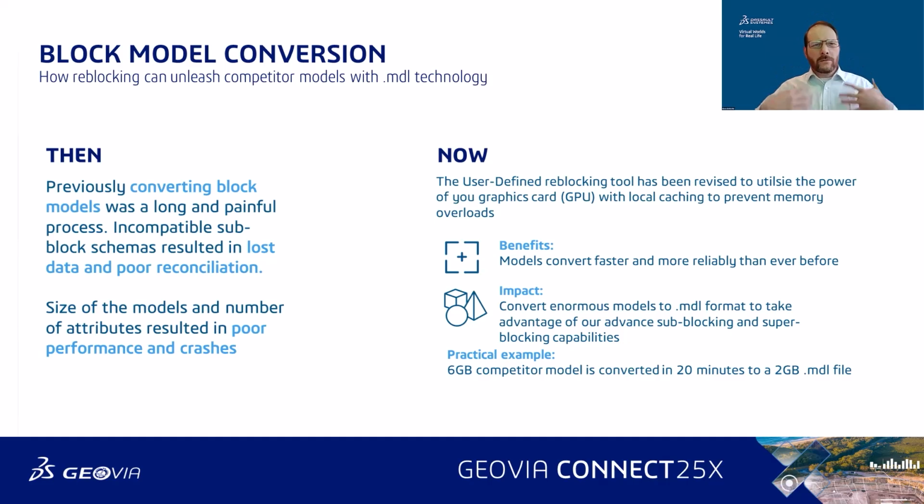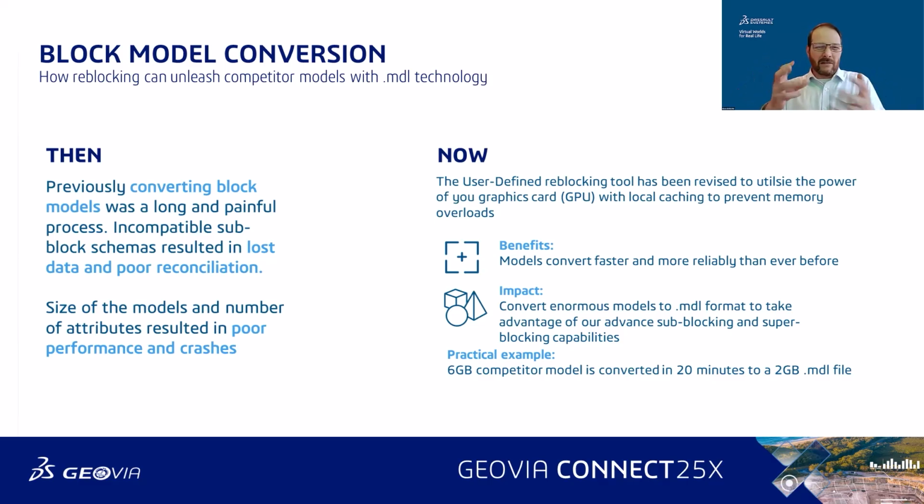So before, it would take a long and painful process of that export-import routine. If you get it wrong, then you end up combining blocks that you don't want to combine, and that leads to a poor reconciliation between the models and effectively a loss of precision. The size of the models and the number of attributes means that when you use the old block model converters inside of Surpac, you could often run out of memory. The reason for that was because it would load everything into memory in one go, then try and reblock all of those attributes at the same time.